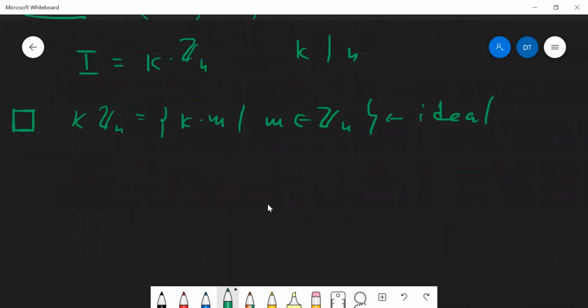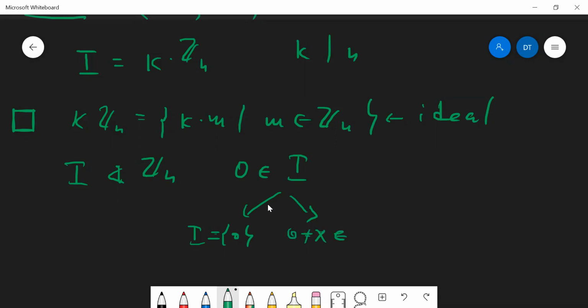Okay, so now suppose that I is an ideal. Again, it must contain the 0 element, and we also have two options. Either there is only a 0 element, or we have some x which is not 0 inside I. So in this first case, it means that I is equal to n times Zn, and we have k equal to n.